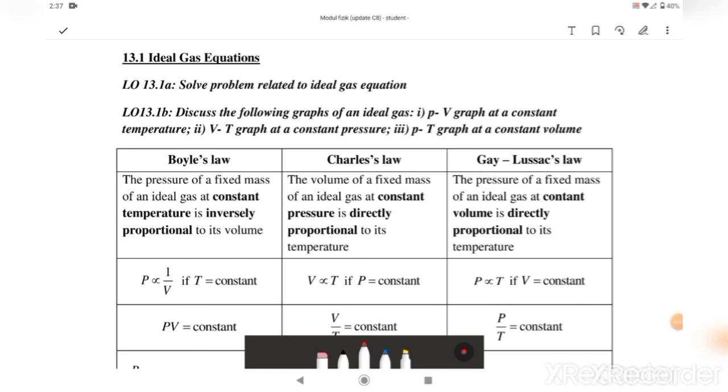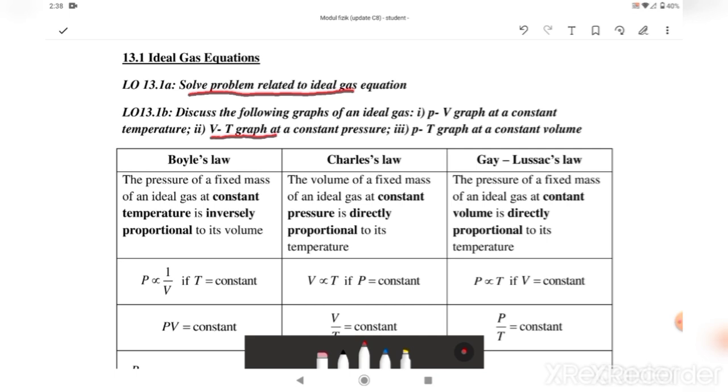Okay, for 13.1 ideal gas equation, we have two learning outcomes. At the end of this topic, you should be able to solve problems related to ideal gas equation. And the second one is to discuss the following graphs of an ideal gas, which are the PV graph at a constant temperature, the VT graph at a constant pressure, and the PT graph at a constant volume.